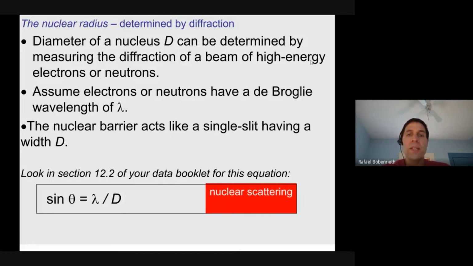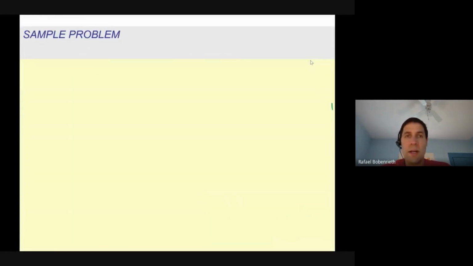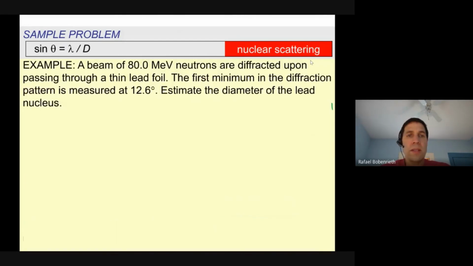So let's just do a quick sample problem. I'll walk you through it here. Here's the example. If I take a beam of 80.0 mega electron volt neutrons, and they're diffracted upon passing through a thin lead foil. So I have a thin sheet of lead, meaning these are lead nuclei that I'm trying to estimate the diameter of. Notice behind the lead on the screen, I see a diffraction pattern, and I can measure that. I can measure the angular separation from the center point of where I aim that beam to the first minimum. Let's say I measure that angle to be 12.6 degrees. The question is to estimate the diameter of the lead nucleus.